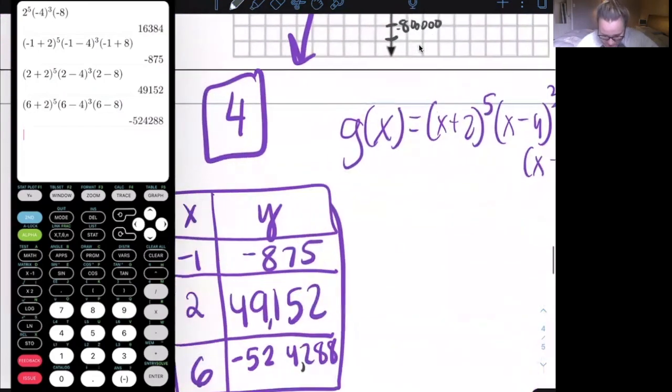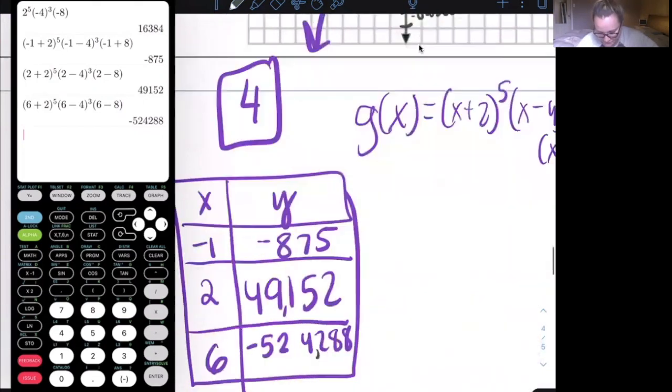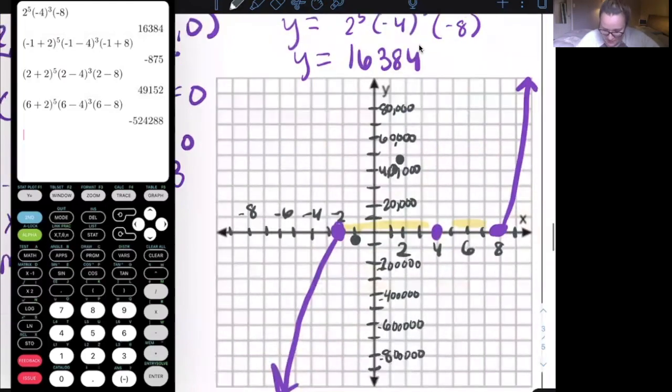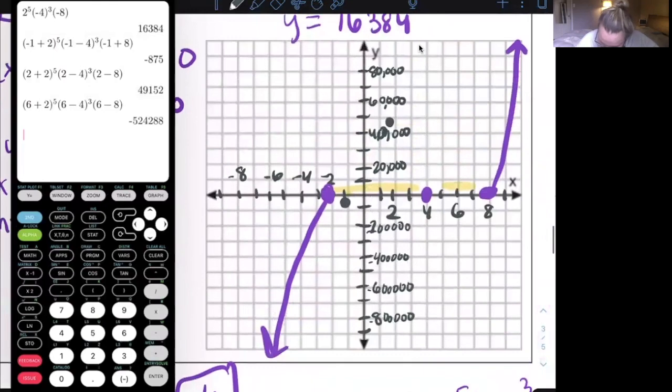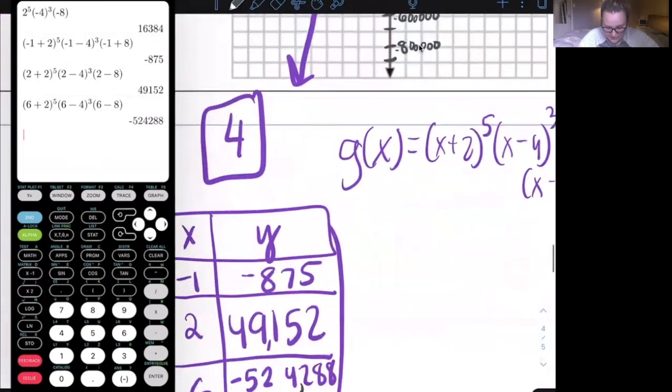All right, so let's plot the point. -1, negative 875 is basically going to be barely right there. 2 and then 49,000 is right up here. And then 6 and then negative 524,000 is going to be about there. Don't tell anyone I counted differently here. Okay, so it looks like what this graph does.